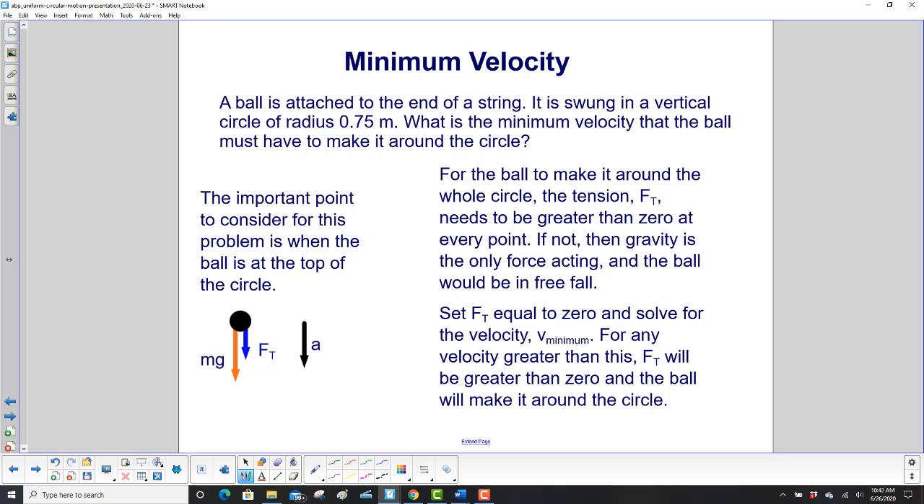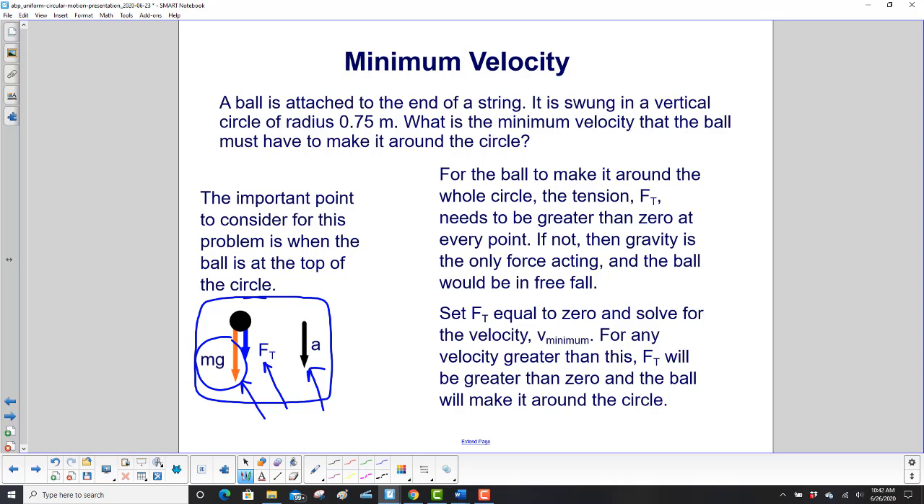The important point for this problem is to worry about the ball when it's at the top of the circle, where your forces are mg pointed down and tension force pointed down, and your acceleration pointing towards the center of the circle is also down. If you want to make it around the whole circle, the tension needs to be greater than 0 at every single point. If not, what if we have no tension? Well, then the only force acting is gravity, which means you're in free fall, which means you're falling straight down. You're not making it around the circle.